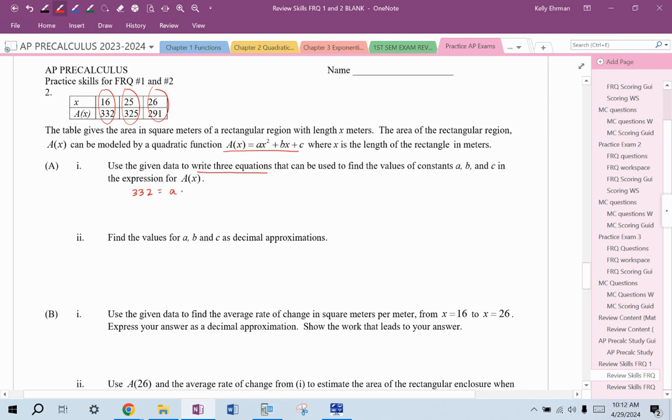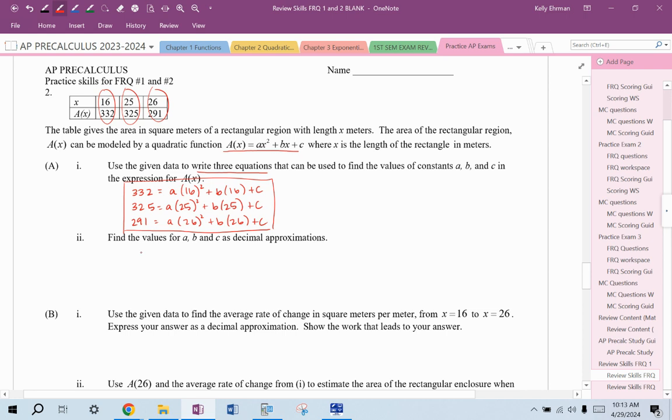332 has to equal a times 16 squared. You don't even have to simplify that. Plus b times 16 plus c. That's it. Leave that one alone. Write the next one. 325 equals a times 25 squared plus b times 25 plus c. That one's done. And the last one is 291 equals a times 26 squared plus b times 26 plus c. That's it. You don't have to rearrange these because we're going to use regression for the last one. Find a, b, and c. So do not do this by hand. It's really ugly and horrible to do by hand.